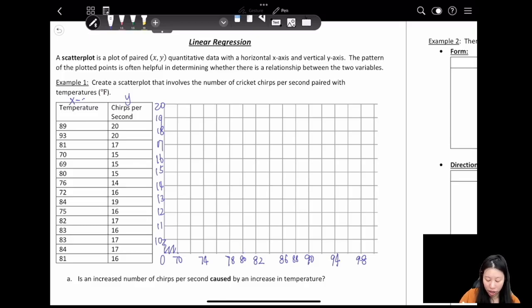So this is our 88. So 89 would be in between 88 and 90. And then we found 20, which is here. So the second one is 93, 20. 93, 20 would be in here. And then we have 81, 17. So I'm going to pause the video and just label all of them.